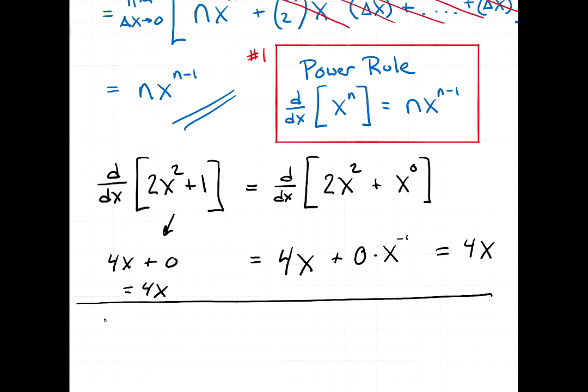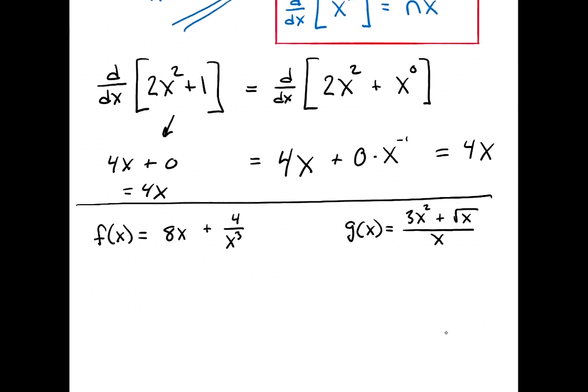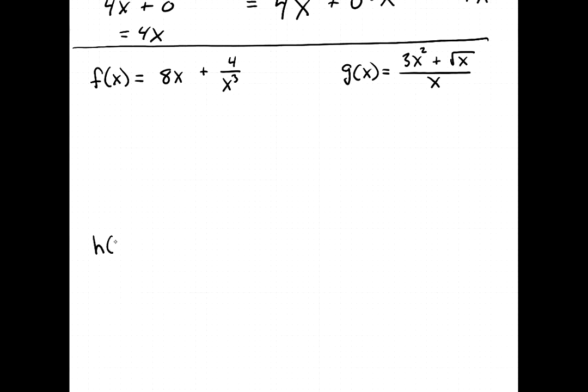Let's do a couple of examples. Let's switch notation. Let's say f of x is equal to 8x plus 4 over x cubed. Now let's say g of x is equal to 3x squared plus the square root of x, all divided by x. Let's go one more: h of x is equal to x to the 4th power times 2x squared minus 5x. Okay, so we want to find the derivative of each of these three functions.